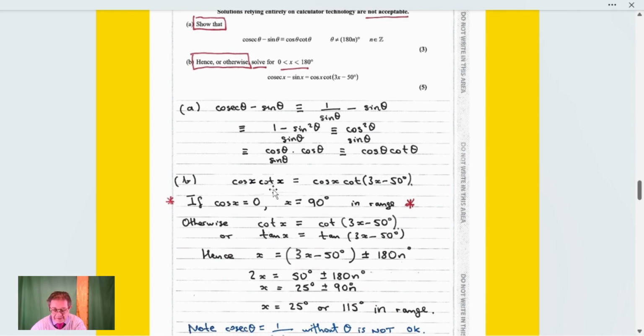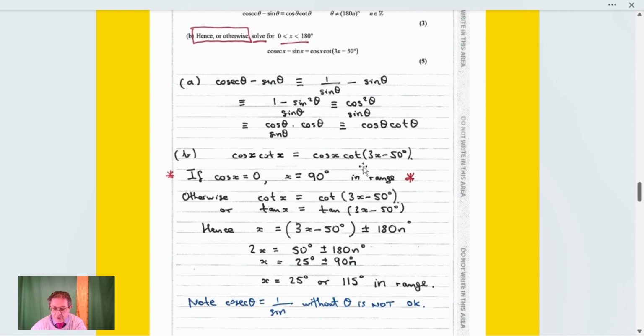We've changed into x here instead of theta, equals cos x cot of 3x take 50 degrees. We have cos of x on both sides. We want to cancel that, but we must think, could cos of x be 0? Yes, it could. And in this range, that would give us an answer of x equals 90 degrees. That is one of our solutions. Otherwise, cot of x equals cot of 3x take 50 degrees. We may fancy turning that upside down, reciprocating to get tan of x equals tan of 3x take 50 degrees.